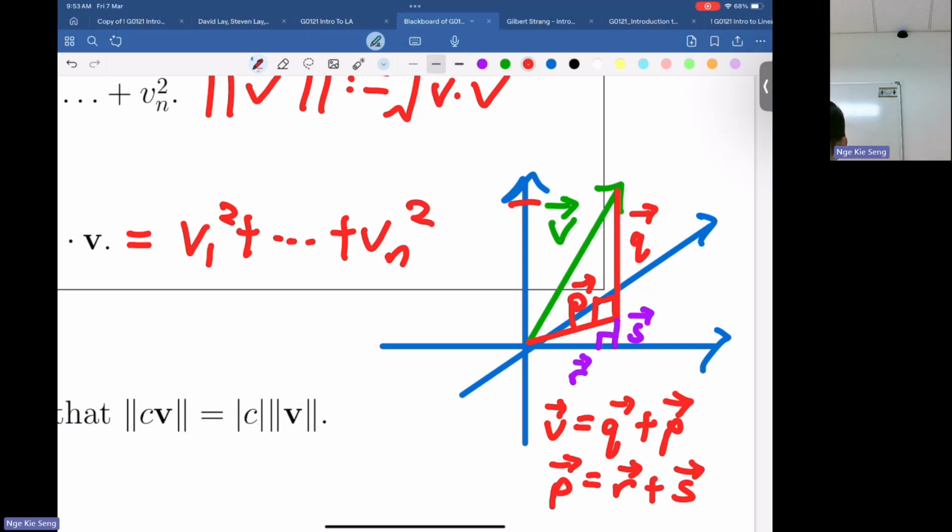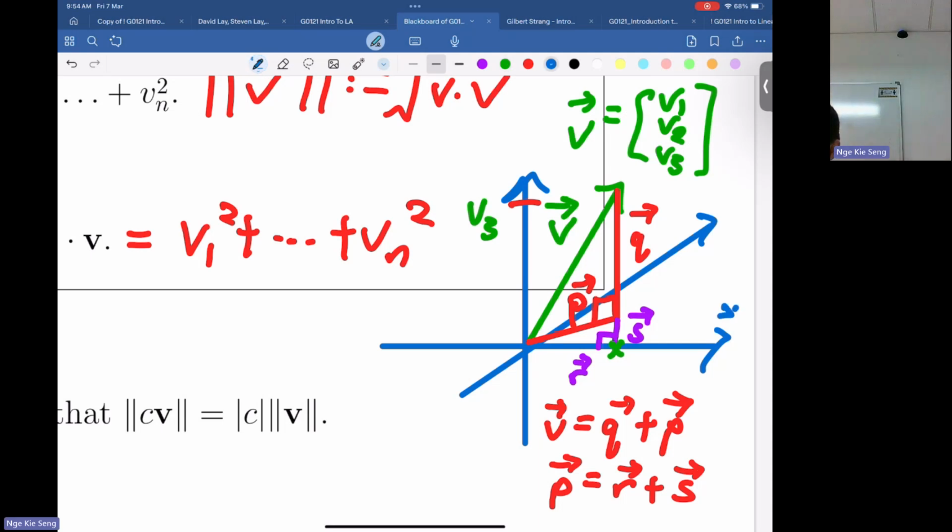So what defines V actually? V is equal to V1, V2, V3, right? So you need to use these three numbers to get the length. Where's V3? V3 is the height. Let me draw the X, Y, Z first. X, Y, Z like this. So V3 is on Z, and then V1 is on X, and then here you should get V2 here.